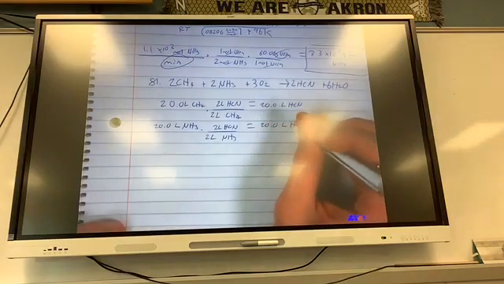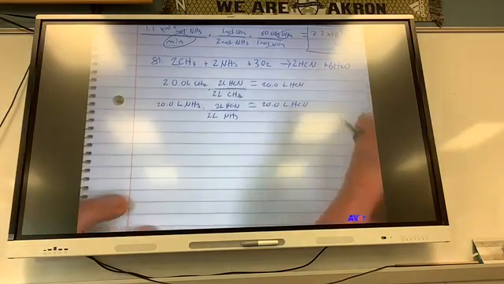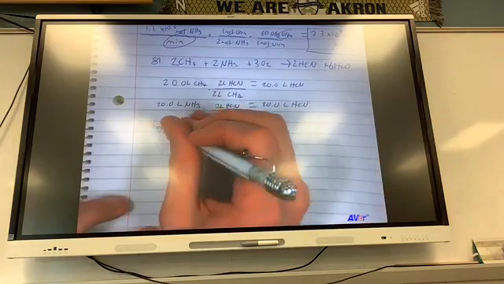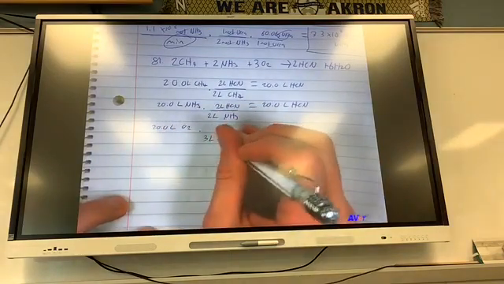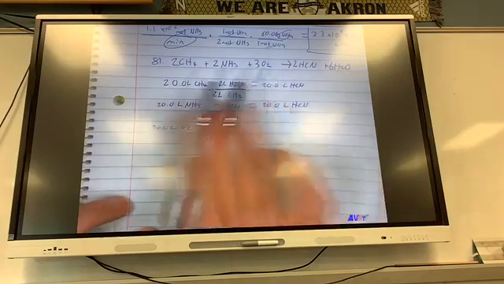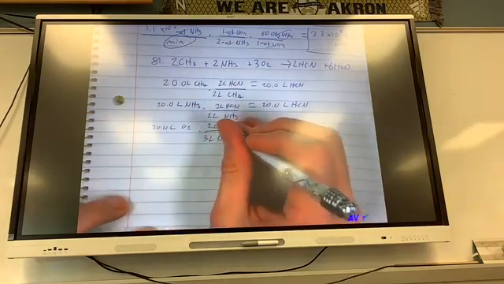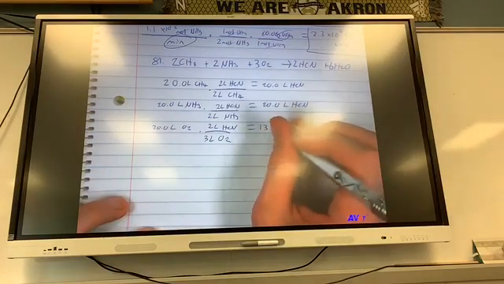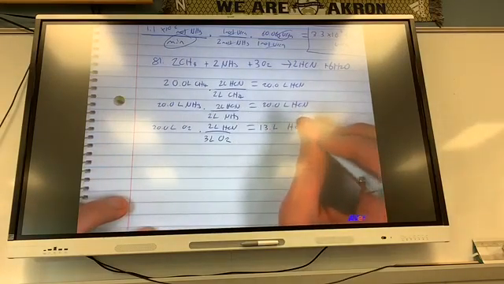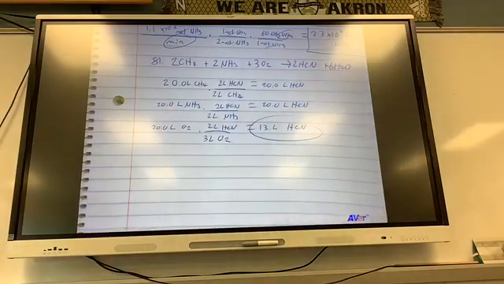20.0 liters of HCN. I also had 20.0 liters of O2. For every 3 liters of O2, here's my stoich step, I have 2 liters of HCN. That gives me 13.3 liters of HCN. Done. Limiting reactant. That's your answer. 81. Cool?